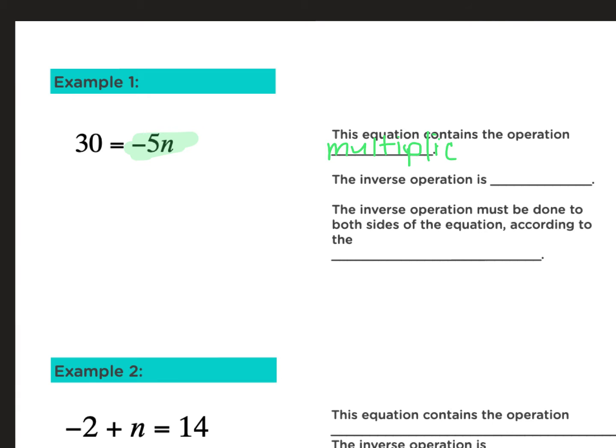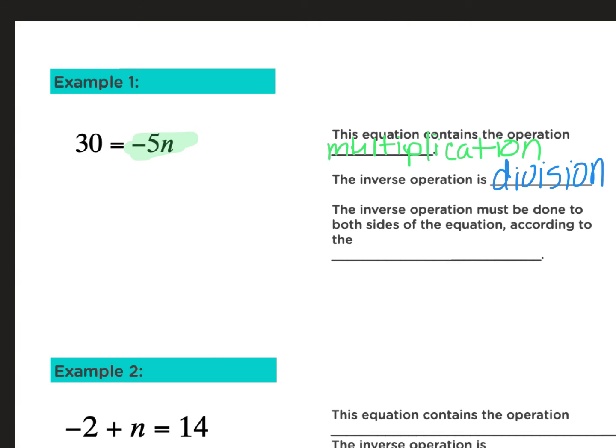Figure out what the problem's asking of me. So what do we have? We've got multiplication. What is the inverse? What is the opposite of multiplication? Because this is like our thought process we have to go through. Division. Yes, sir. But thank you for raising your hand. I love that too. So the inverse is division.